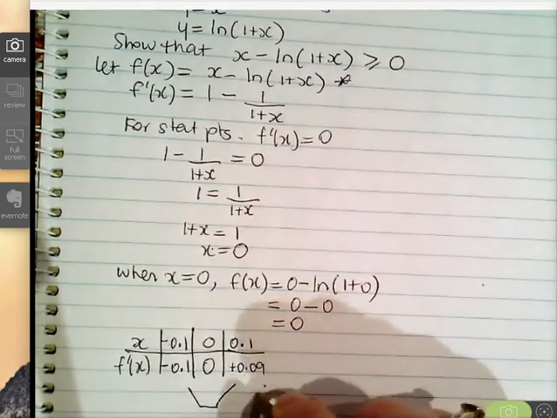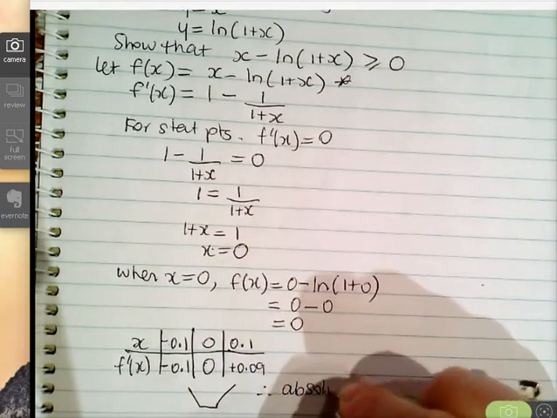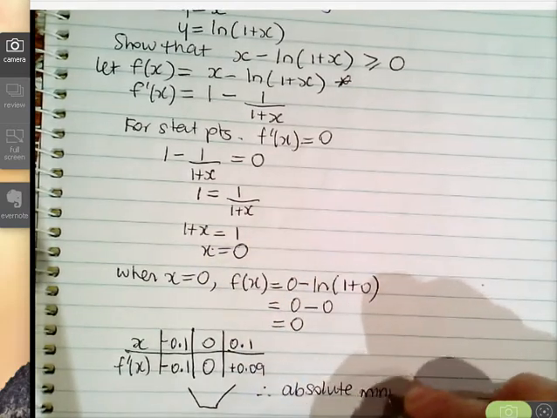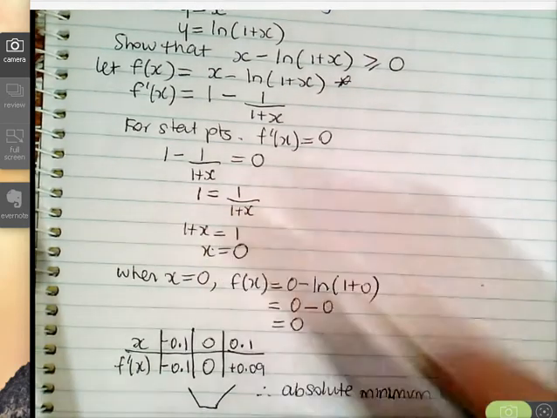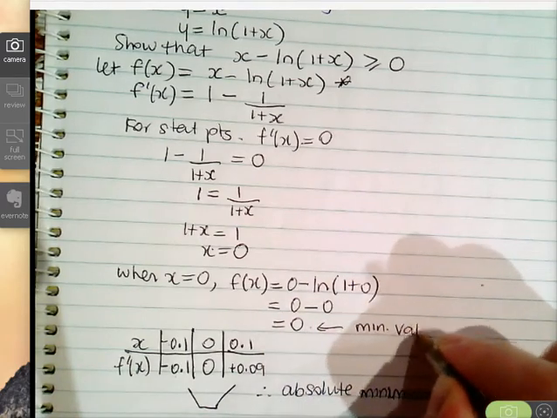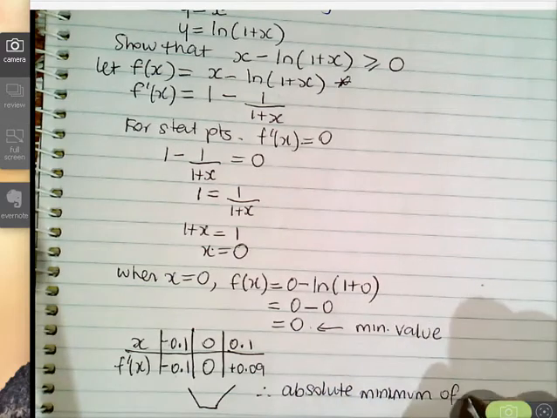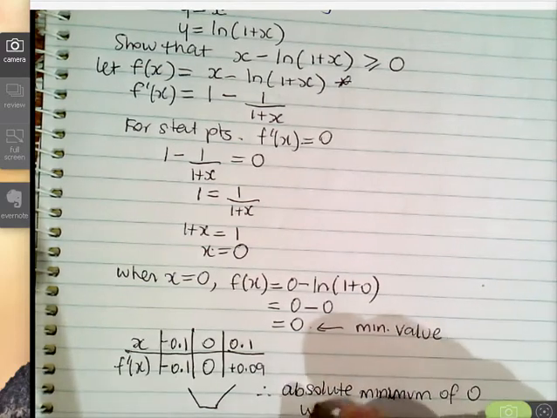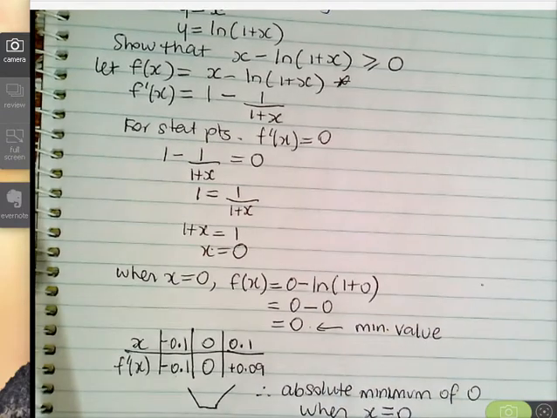Now because this is the only stationary point, we've got an absolute minimum. The minimum value is 0, so this is the minimum value of x minus ln(1 plus x). So, an absolute minimum of 0 when x is equal to 0.